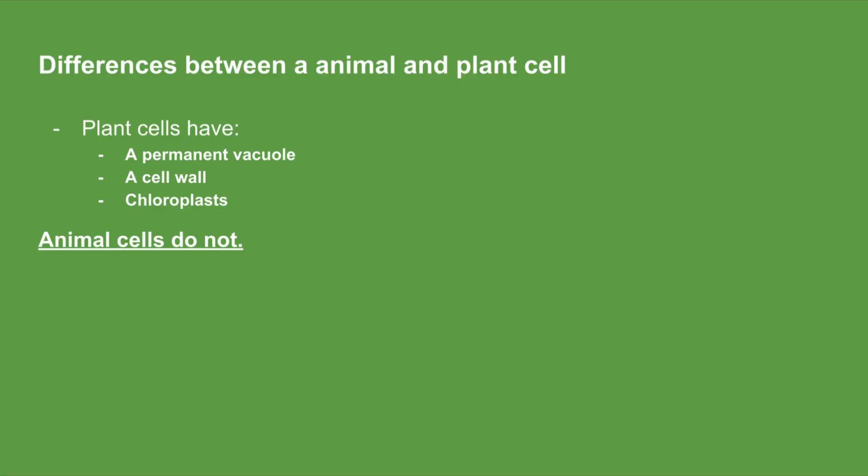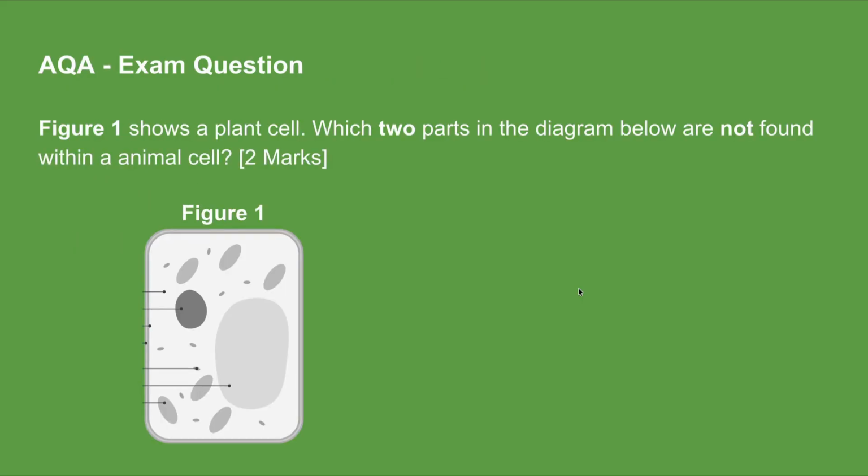Here are the key differences between an animal and plant cell. As you can see, plant cells have a permanent vacuole, a cell wall, and chloroplasts. In comparison, animal cells lack these organelles. So if you were given an exam question based upon these, you would be expected to suggest these 3 ideas, or depending on the capacity of how many is requested. But these are the key ideas that you need to remember for this topic.